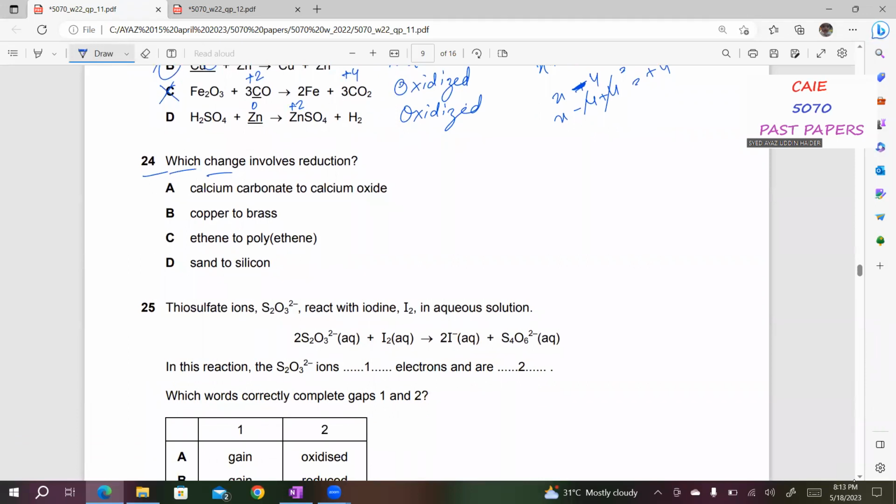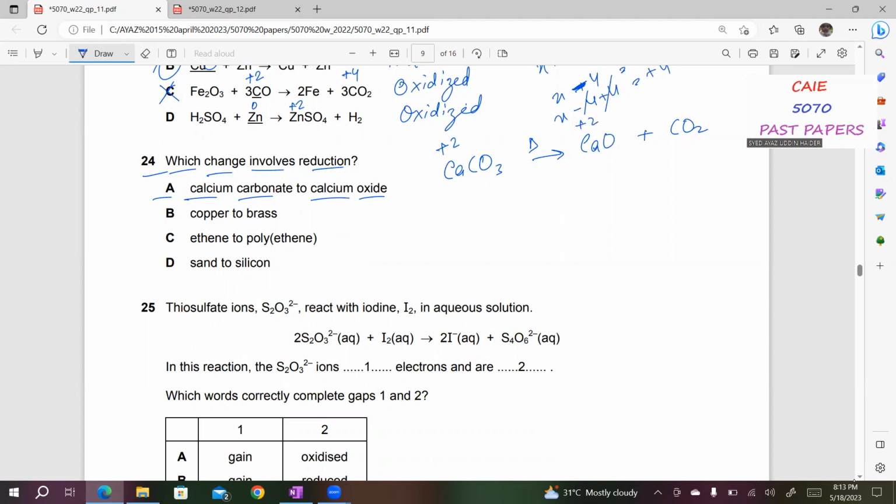Number 24. Which change involves reduction? A. Calcium carbonate to calcium oxide. This is the reaction. Calcium carbonate on thermal decomposition gives calcium oxide and carbon dioxide. Let's see the charge on all the elements here. Calcium on the reactant side plus 2, on the product side again plus 2. So it's unchanged. What about carbon?